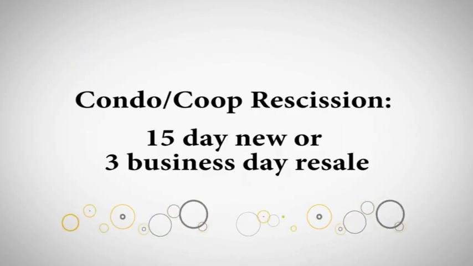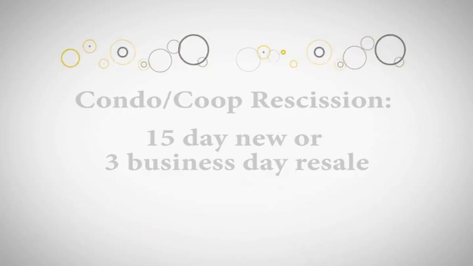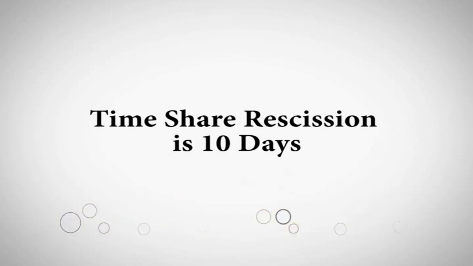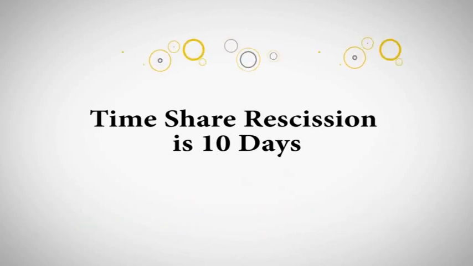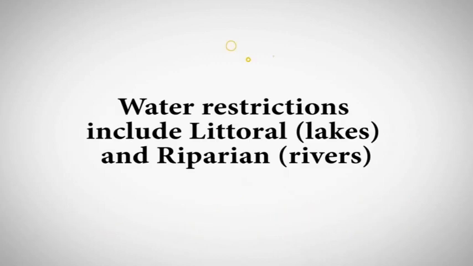Condos and co-ops have rescission periods. If they're brand new and never been sold before, 15 days. If they're a resale, it's 3 business days. And in both cases it's from the date that they either receive their proper documentation or entered into a contract, whichever comes first. Timeshare rescission period is 10 days from the date that you get your public offering statement. Water restrictions include littoral and riparian rights.